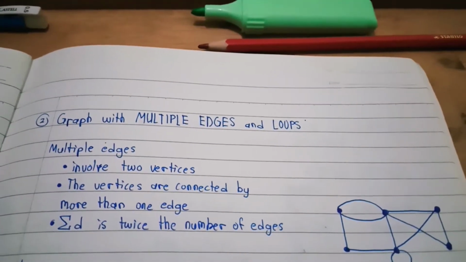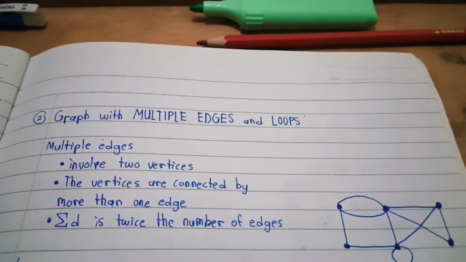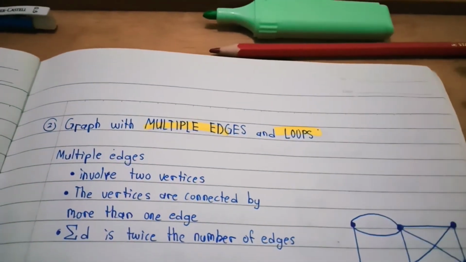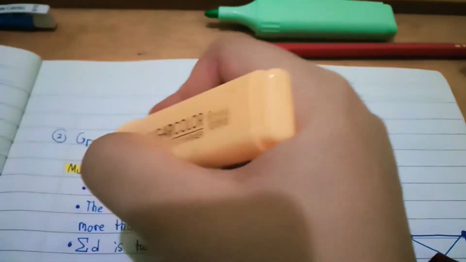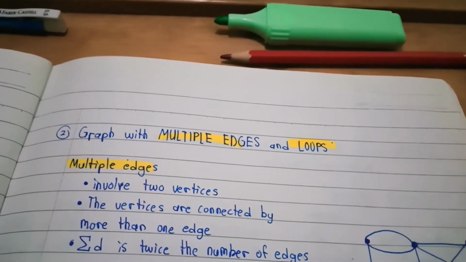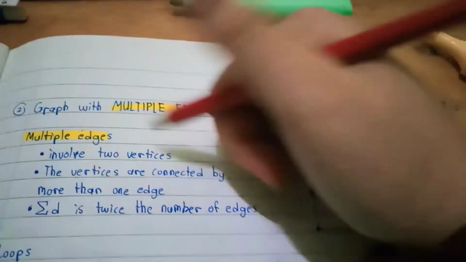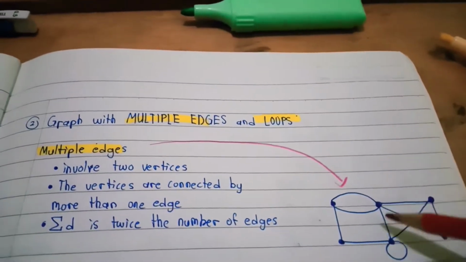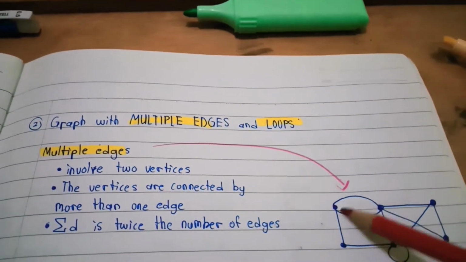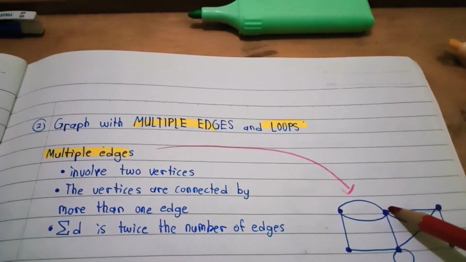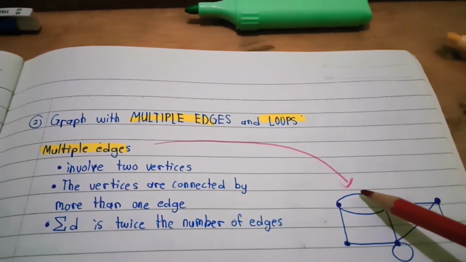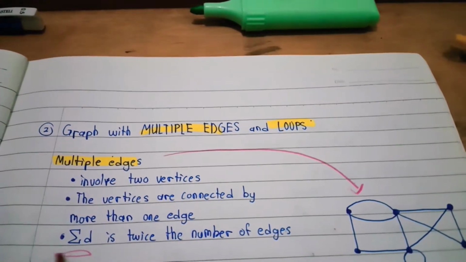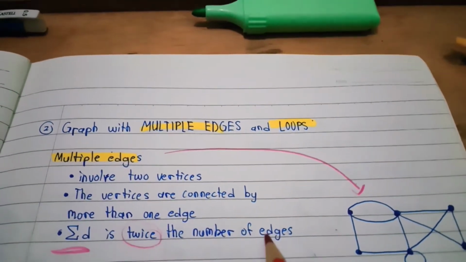Okay, next, graph with multiple edges and loops. So what are multiple edges? As you can see, this is the multiple edges. Multiple edges involve two vertices, and the vertices are connected by more than one edge. The sum of degree is twice the number of edges.